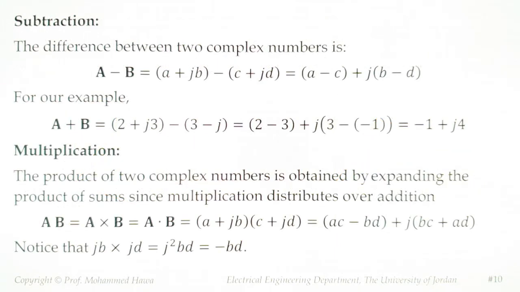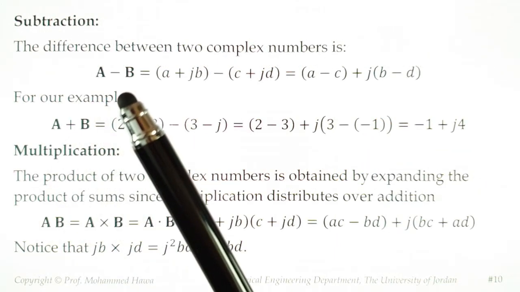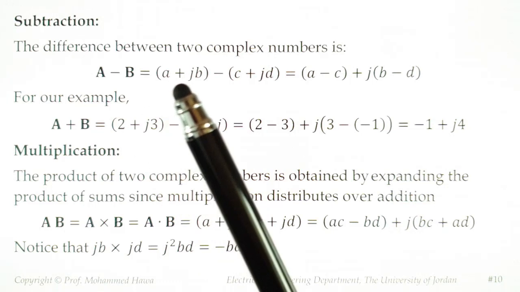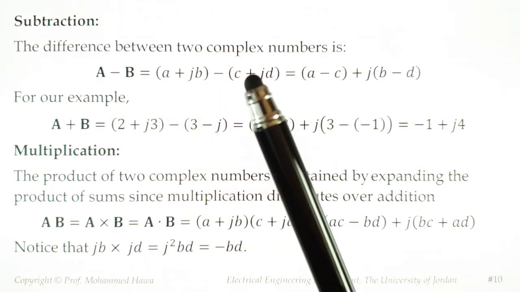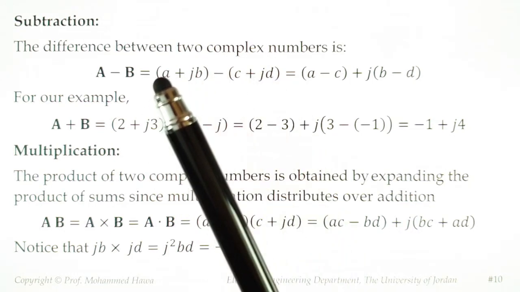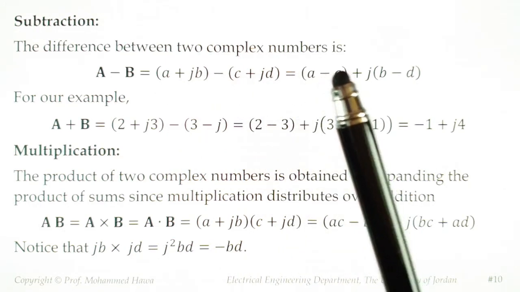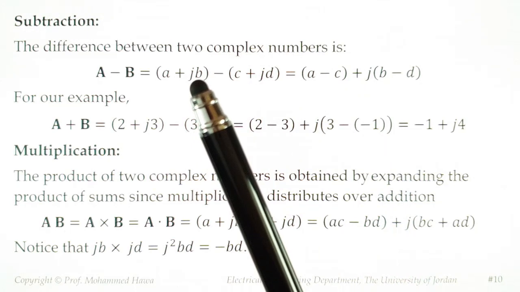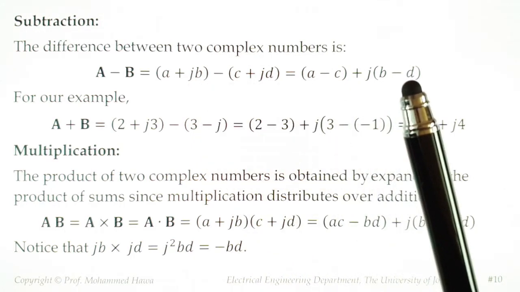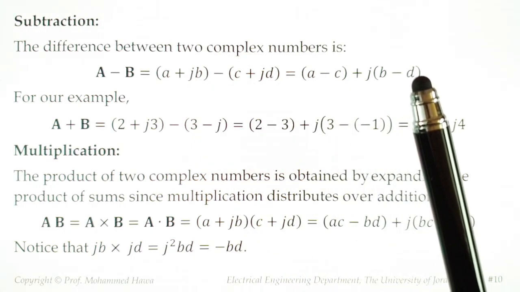If you want to do subtraction, say I want to subtract A minus B, where A is equal to a plus jb and B is equal to c plus jd, I need to subtract the real parts. I'm going to get a minus c for the real part of the result, and I want to also subtract the imaginary parts, so I say b minus d is my imaginary part of the result.